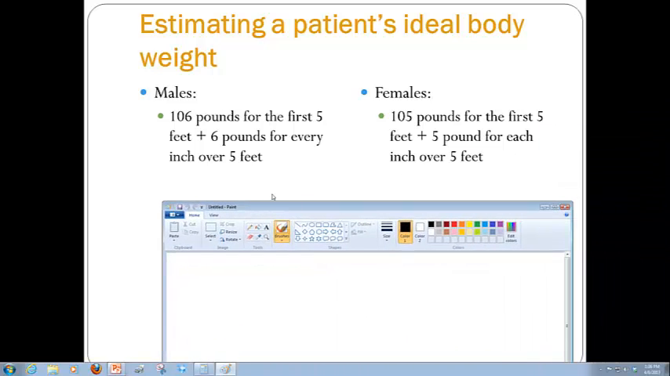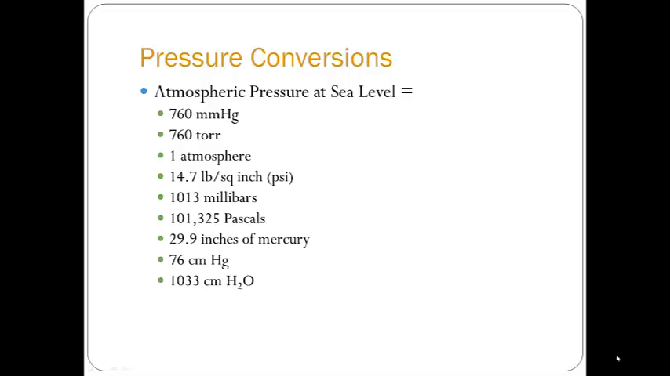So to demonstrate this, let's say that we have a male patient who is 5 feet, 10 inches tall. We're going to assign 106 pounds for the first 5 feet, and then we're going to assign 6 more pounds for every inch above 5 feet. And he's 10 inches above 5 feet, so that's 60 more pounds. Adding these together, his ideal body weight should be somewhere around 166 pounds. And now from the last slide, you know how to quickly convert that into kilograms.